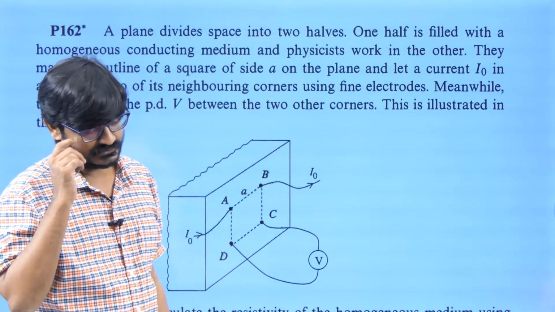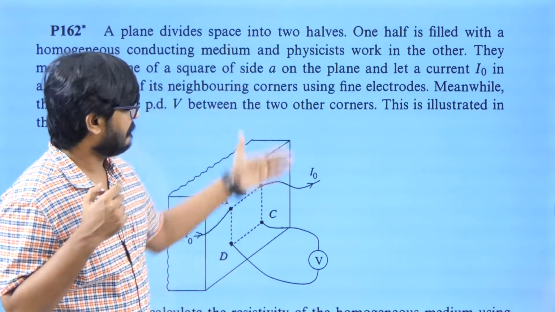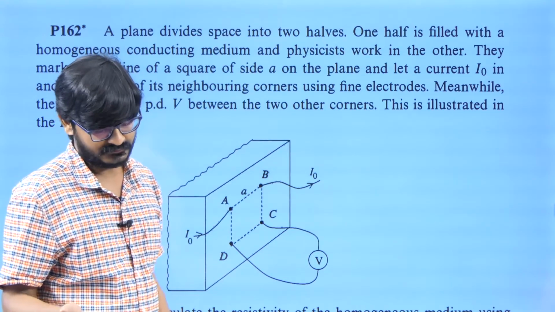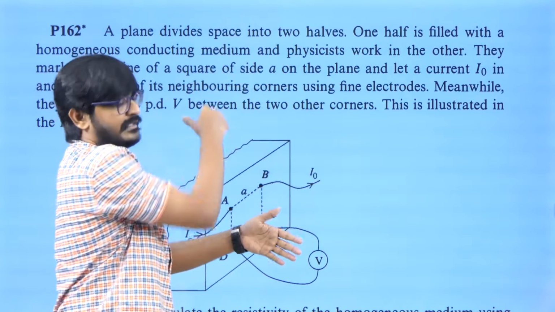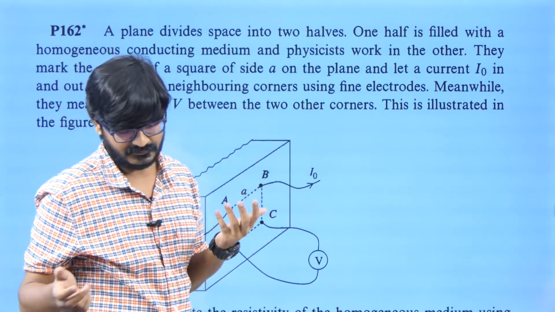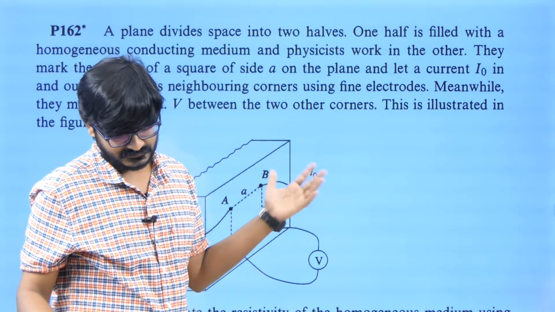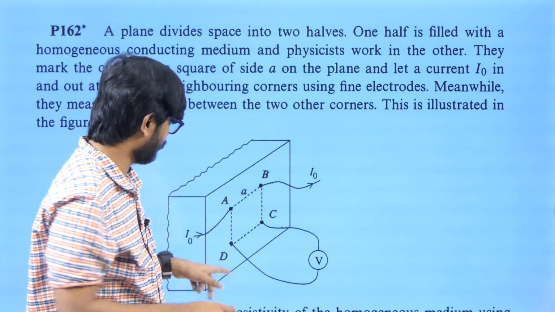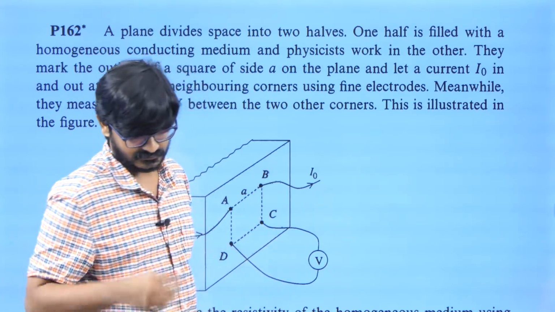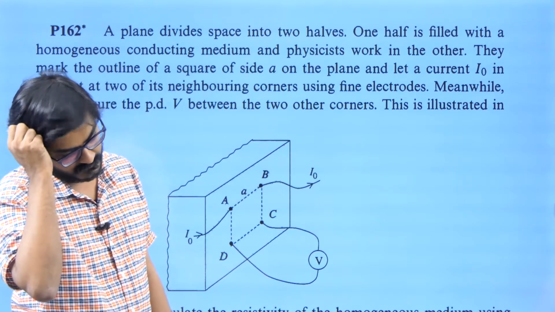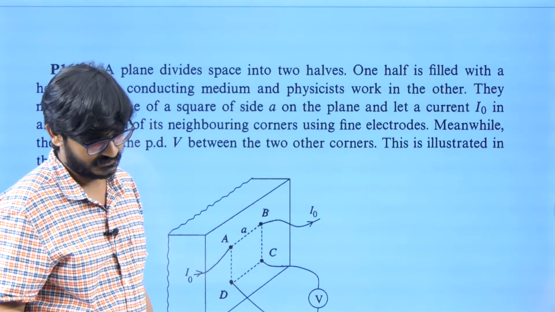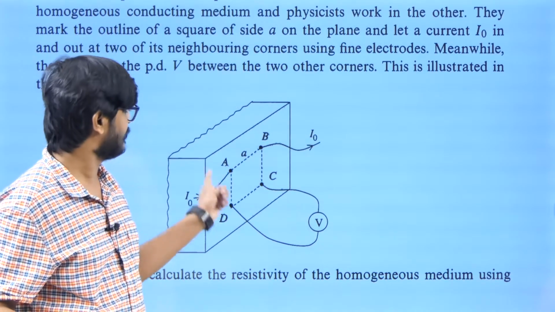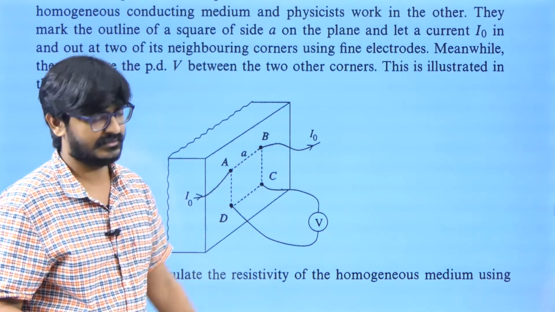Now you can see the next question. A plane divides the space into two halves. Let me say this is the plane. So that side half is filled with a homogeneous conducting medium. And okay, so what you are going to do is measure the potential difference across these 2 points. What you need to find is the resistivity of the homogeneous medium using this data. You are sending some current I naught from here and you are taking I naught from here.